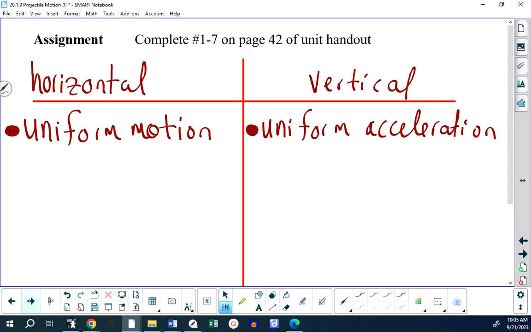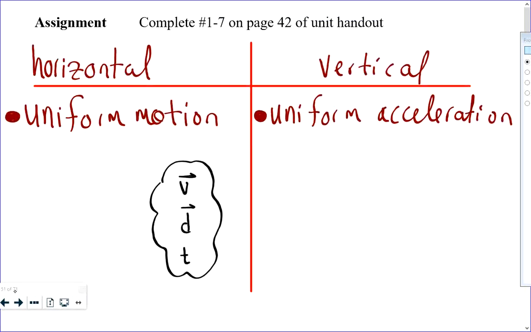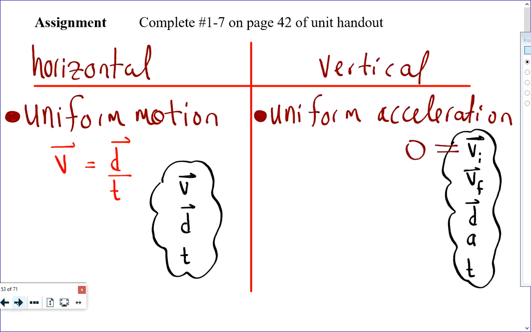This is the basic idea that with projectile motion, you treat the horizontal and the vertical aspects separate from each other. That the horizontal is uniform motion, which means zero acceleration, which means you use things like speed, distance, and time, or velocity, displacement, and time. Whereas, and this is the only formula you can use. That's it. Whereas over here, with uniform acceleration, you use descriptions like initial velocity, final velocity, displacement, acceleration, and time, because there's accelerated motion.